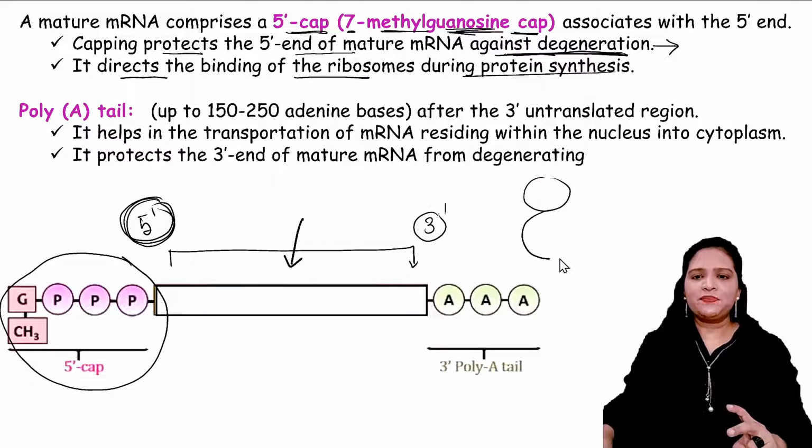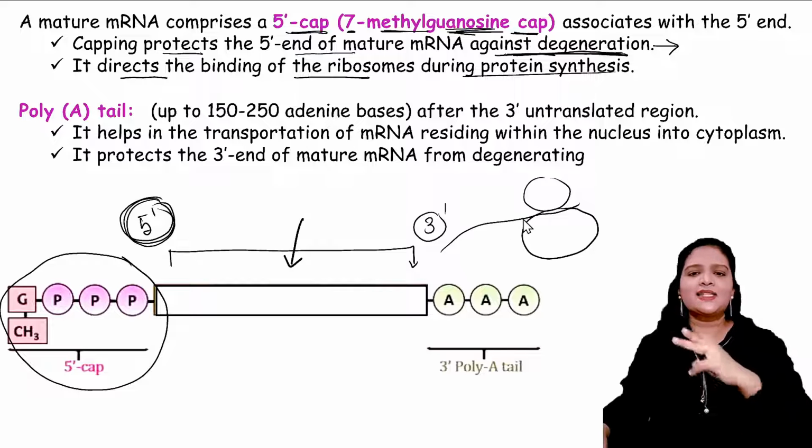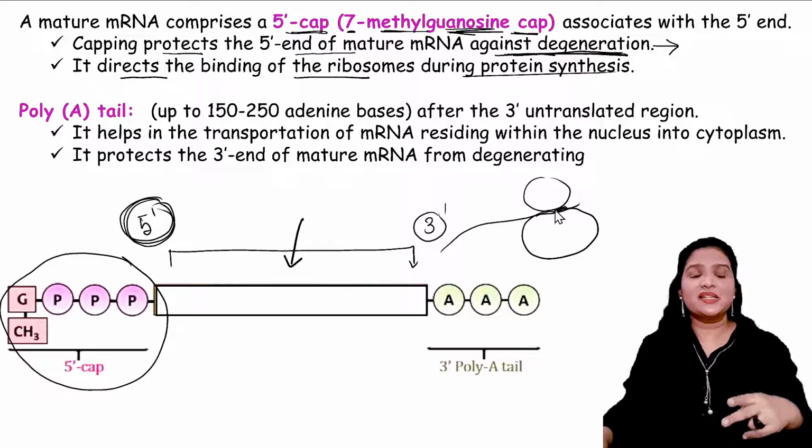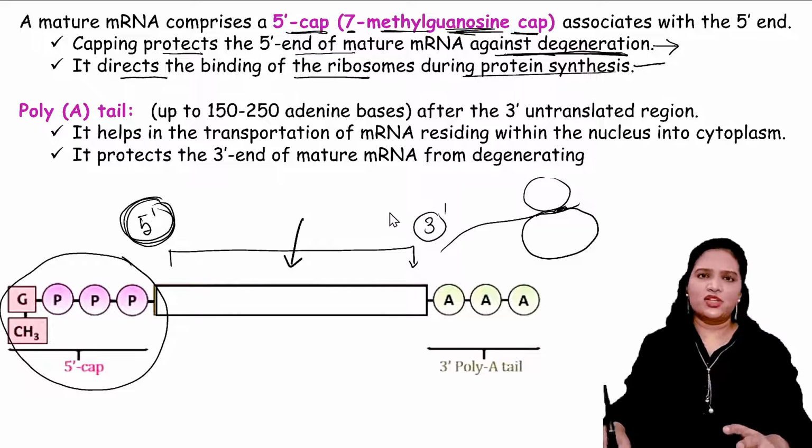So the mRNA has to come and bind to the ribosomes, right? So it directs how to go and bind to the ribosome. The 5' cap will enter first. So this is another function, right?